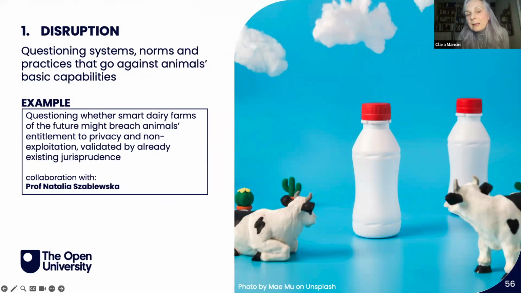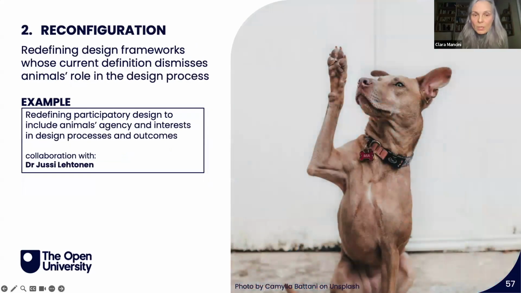For example, Natalia and I questioned whether smart dairy farms of the future might breach animals' entitlement to privacy and non-exploitation. Entitlements which can be successfully argued for by using already existing jurisprudence. Reconfiguration involves redefining design frameworks whose current human-centric definition legitimizes the dismissal of animals' role in the design process or justifies design outcomes that discriminate against them.